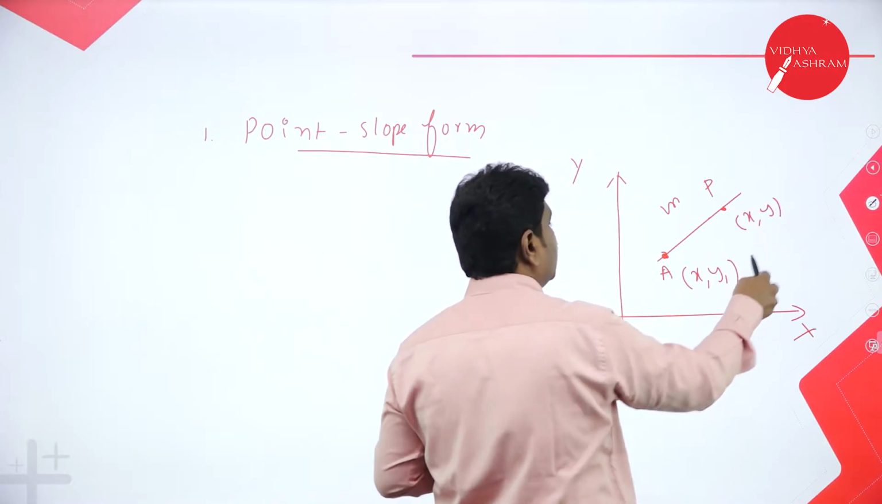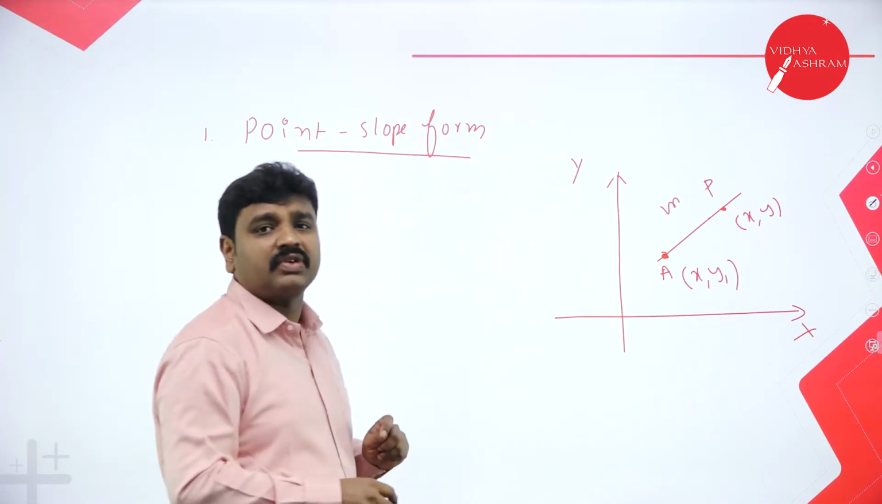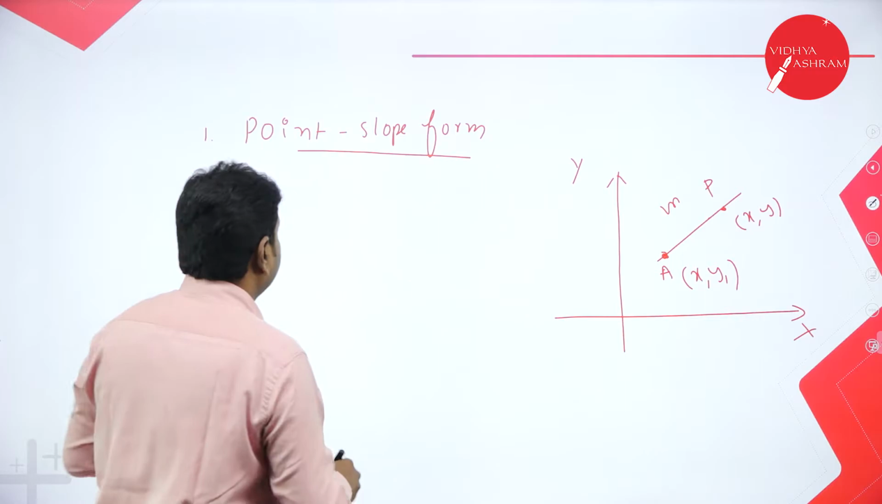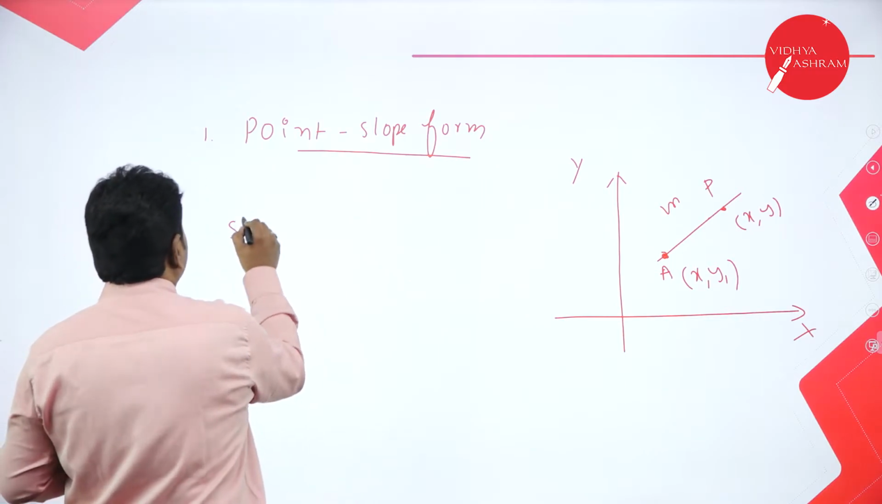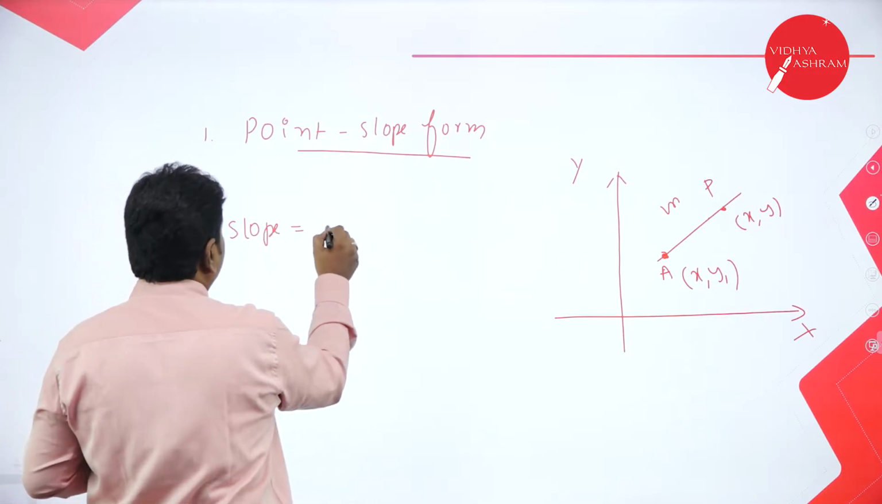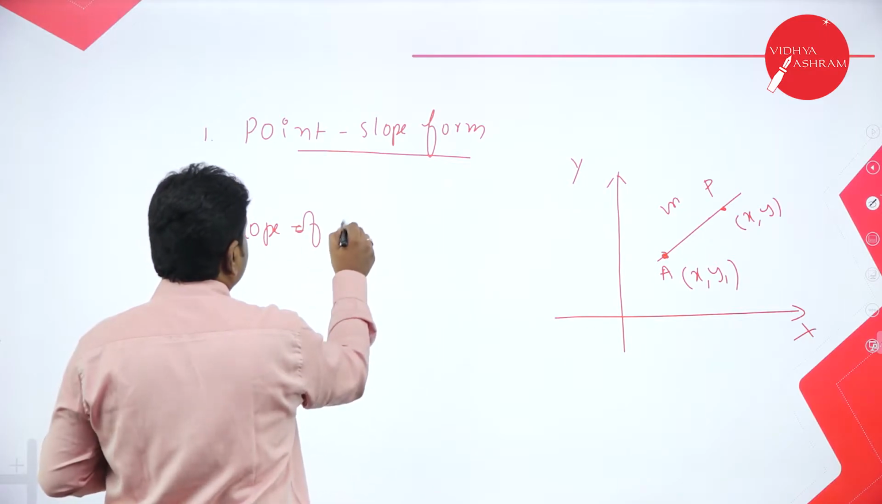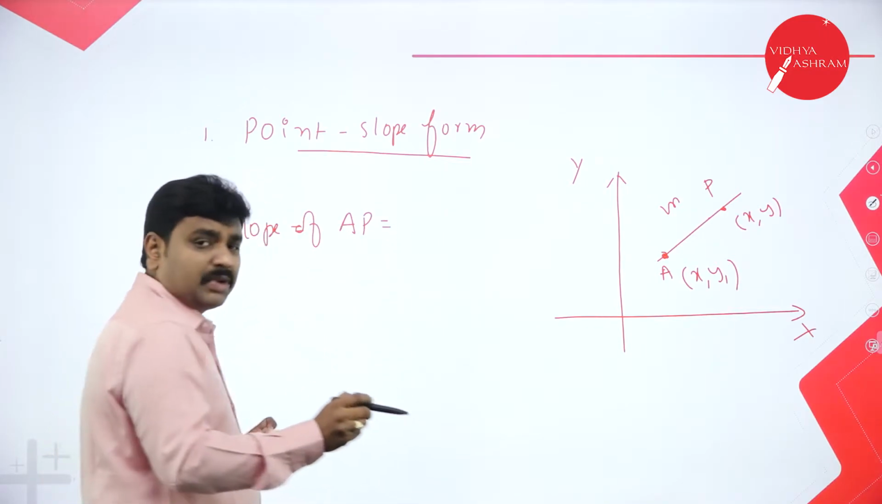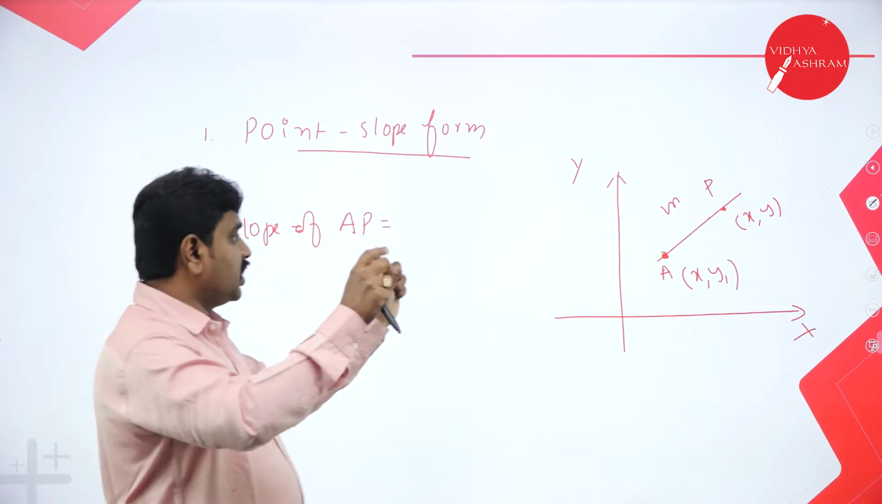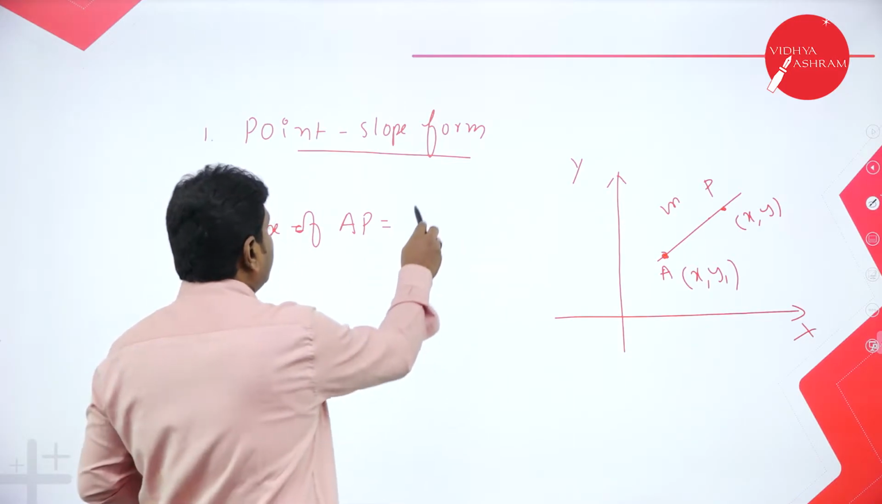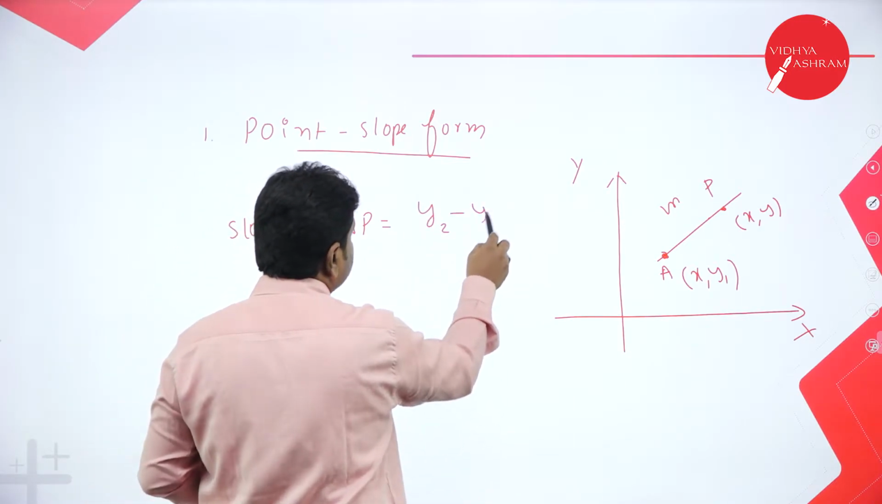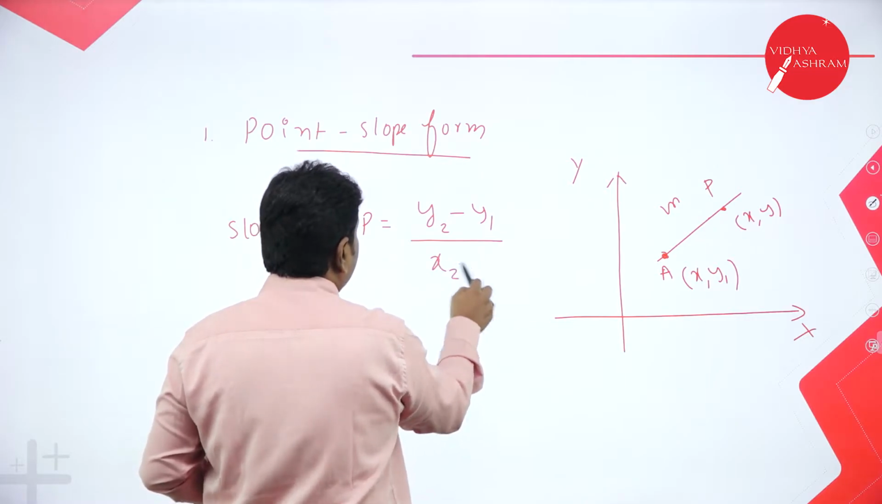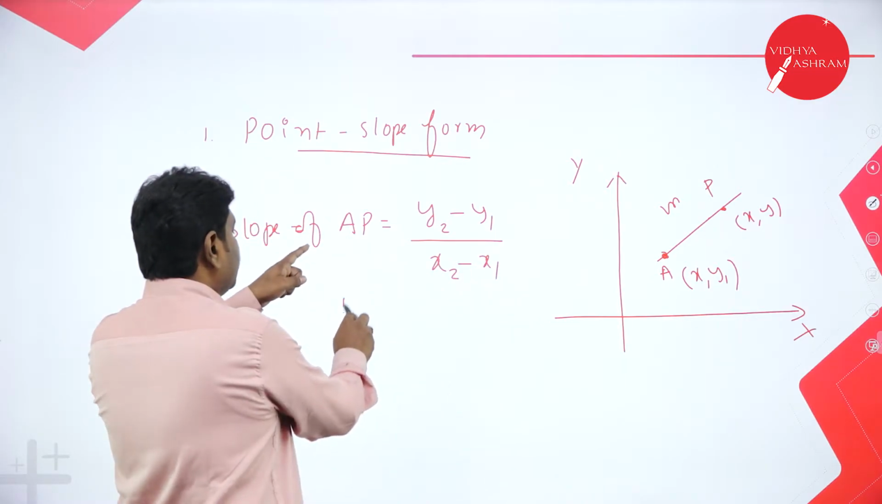So P(x, y) be any point on the line, m be the slope, and A(x1, y1) be a point on the line. So now, simple, slope of AP we'll write first. And how to find the slope of AP? Slope of the line AP: in my last session I taught you, if you know two points joining a line, how to find slope? y2 minus y1 divided by x2 minus x1.